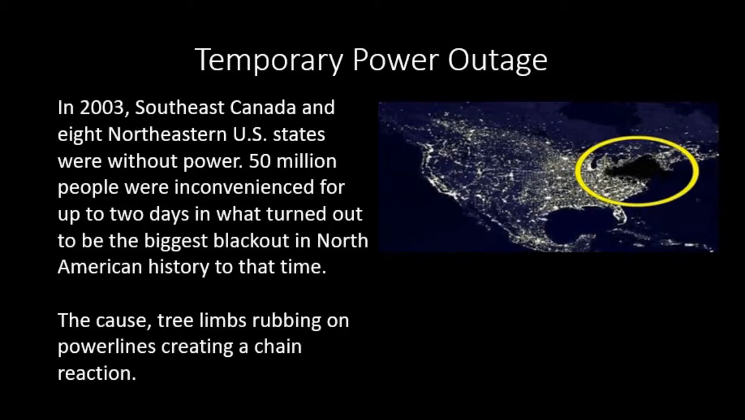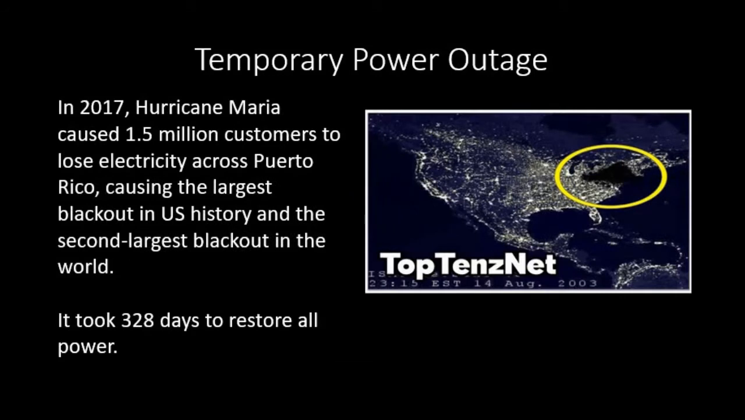Later in 2003, southeastern Canada and 8 northeastern U.S. states were without power. 50 million people were inconvenienced for up to 2 days in what turned out to be the biggest blackout in North American history to that time. The cause was tree limbs rubbing on power lines, which then created a chain reaction and expanded to parts of 2 countries. In 2017, Hurricane Maria caused 1.5 million customers to lose electricity across Puerto Rico, causing the largest blackout in U.S. history at that time and the second largest blackout in the world. It took almost a year, 328 days, to restore all the power.